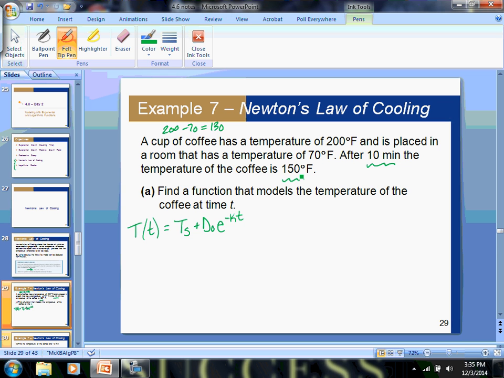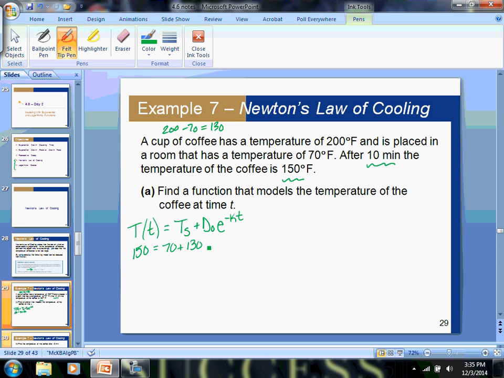They gave us the information to find k, so that we can rewrite an equation that can be used for any room that's 70 degrees and any cup of coffee that's 200 degrees. We have to do a little bit of work here before we get our equation and our function.